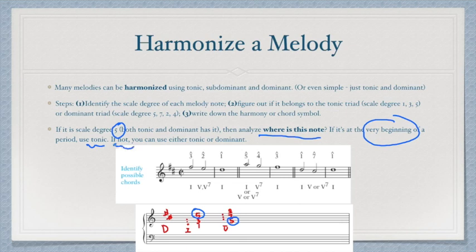And if not, if it is at the middle of the piece or anywhere, then you can just choose either one. You can either choose dominant or tonic.